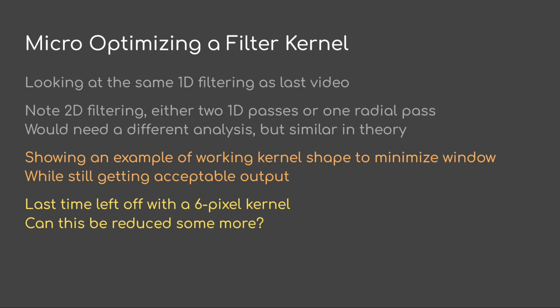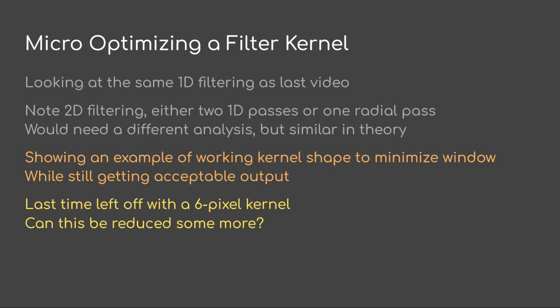This is going to be a short talk on micro-optimizing a filter kernel. We'll be looking at the same 1D filtering as in the last video. Note that 2D filtering, whether it's two 1D passes or one radial pass, would need a different analysis, but similar in theory. So I wouldn't just blanket use what I came up with this time when I actually run the thing in 2D. I would basically redo the tests. I'll be showing an example of working kernel shape to minimize the window, while still getting acceptable output.